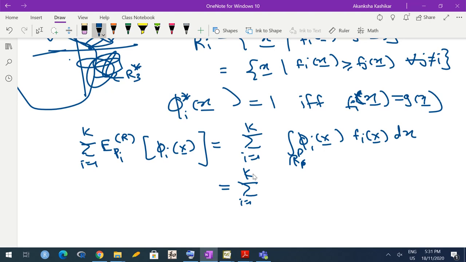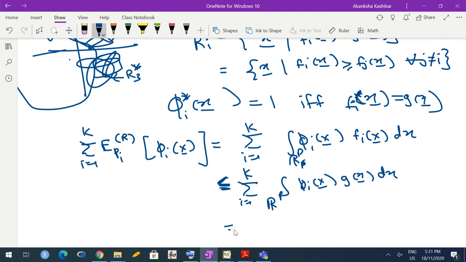Now, can I say that this is less than or equal to the integral of phi i(x) g(x) dx over Rp? Why? Because fi(x) is less than or equal to g(x) in general. fi(x) is equal to g(x) only when fi(x) is maximum, right? g(x) is the maximum of all fi's. So fi is always less than or equal to g(x), irrespective of which x you are considering.